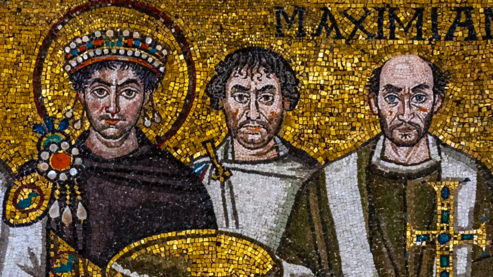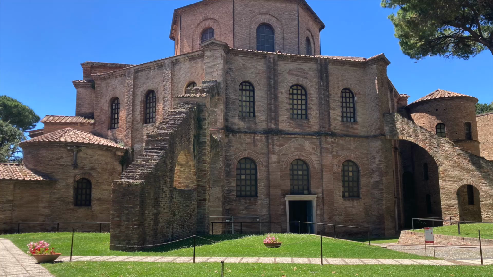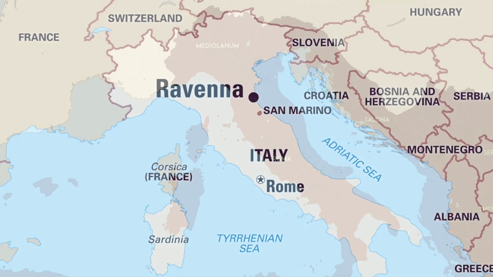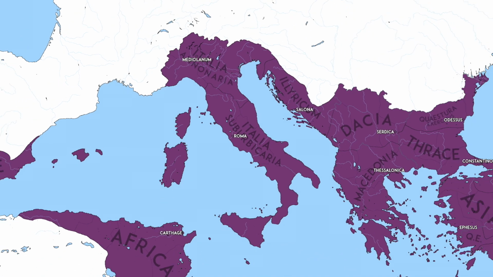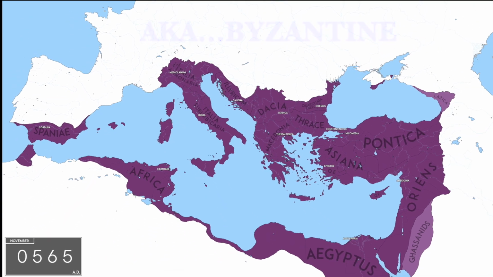Ah yes, the famous mosaic of Emperor Justinian. But how did it get here, and what's the story behind it? Well, the mosaic can be found in the Basilica of San Vitale, in the city of Ravenna, and dates back to the 6th century, when the Eastern Roman Empire had reconquered Italy.